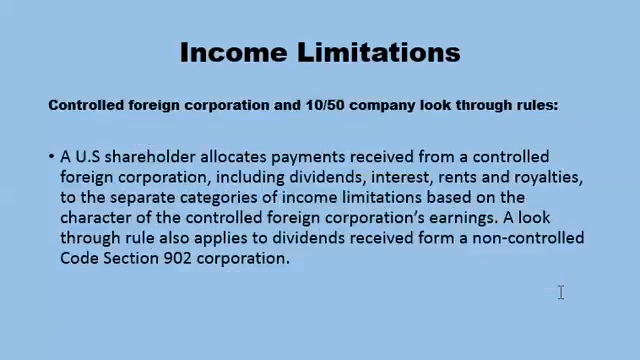Controlled foreign corporations and 1050 company look-through rules. A U.S. shareholder allocates payments received from a controlled foreign corporation, including dividends, interest, rents, and royalties, to the separate categories of income limitations based on the character of the controlled foreign corporation's earnings. A look-through rule also applies to dividends received from a non-control Code Section 902 corporation.